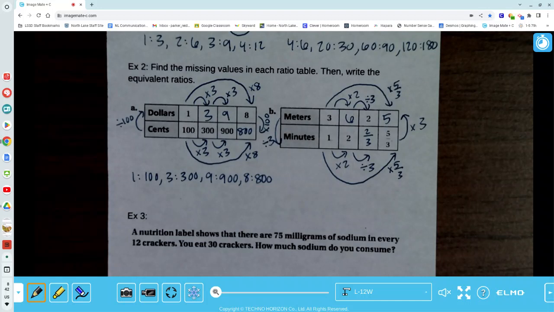5/3 times 3, which is 3/1. Cross cancel. You get 5. 5 is simplest one. Other questions? Okay, now we're going to write those 4 equivalent ratios, and then we have one more problem.